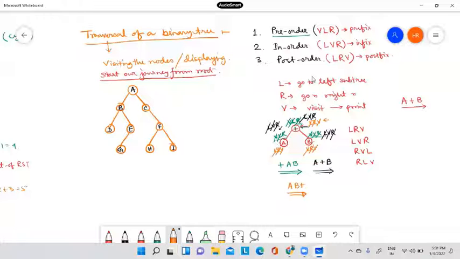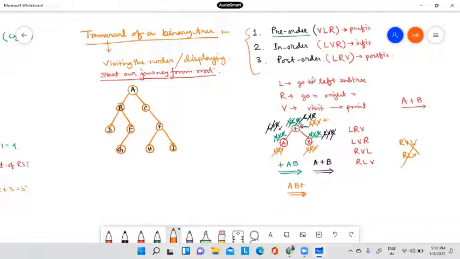So that's why only these three particular orders are used. No other, like RVL or RLV, is used. Only these three, VLR, LVR, LRV, are used for traversal. Okay, this is very important.